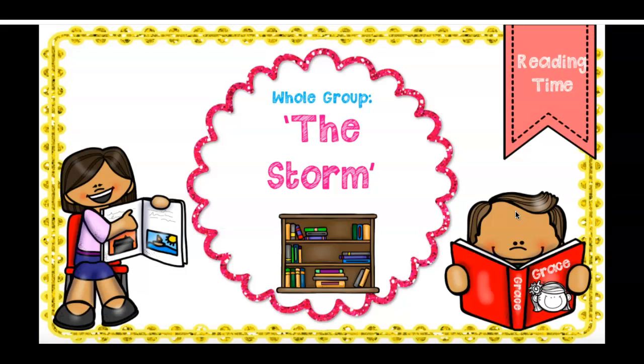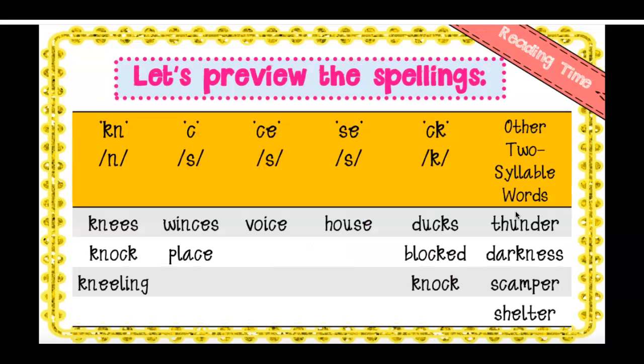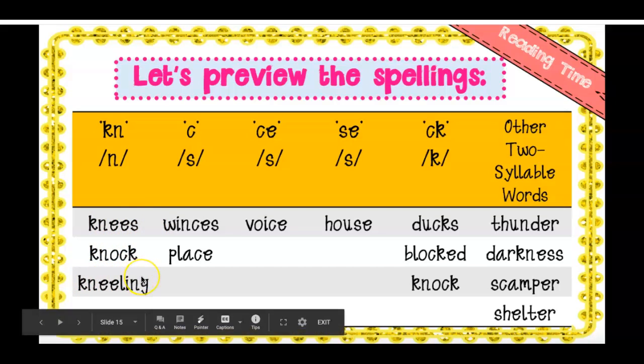Let's move on to our story, The Storm. Before we read, let's go over our different spellings for the different sounds that we've learned. So for the N sound, you have words spelled with the K-N, knees, knock, and kneeling.